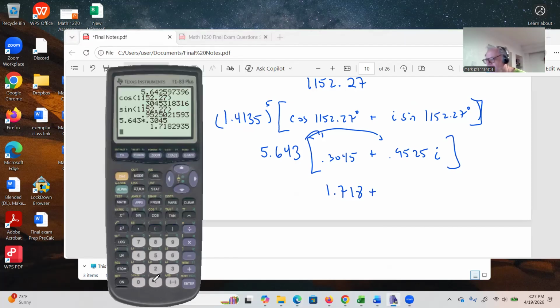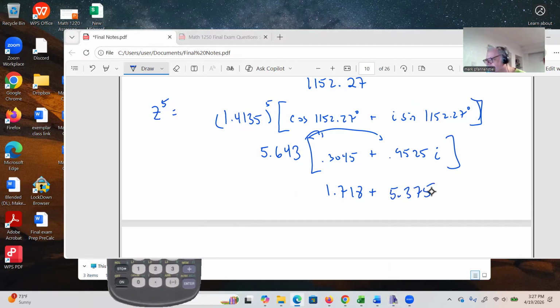So this will be 5.643 times 0.9525, right? Equals, and I ended up with 5.375. That would be my answer for this z value, this complex number raised to the fifth power. Right, and that's the answer I'm going to put down and say that's what I'm going to go with. I'm happy with that, and we can go ahead and submit that as an answer and say we're done.